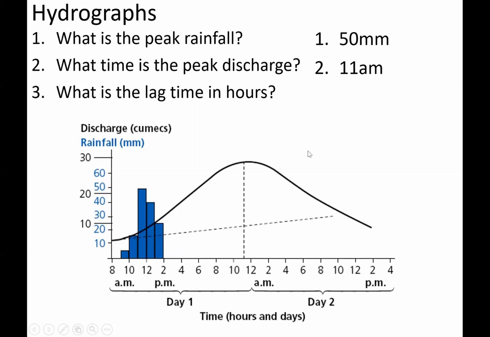So what is the lag time in hours? It's 11 hours. So the peak rainfall was at 12. The peak discharge was at 11. So the difference in hours, 11 hours.